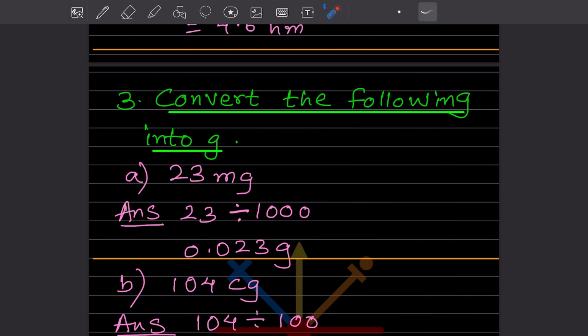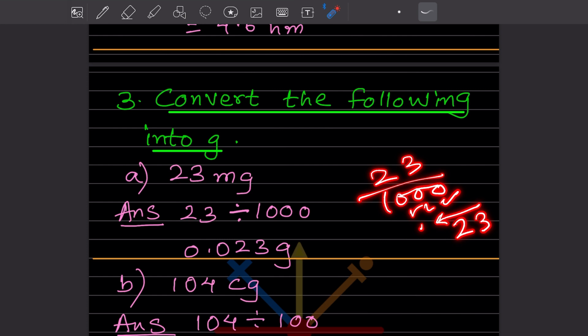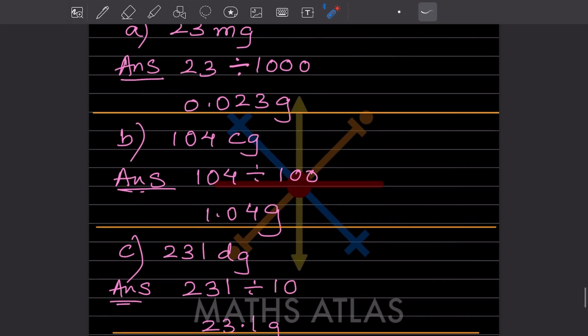So now what is that? 23 divided by 1000. So here what are you going to do? 1, 2, 3 zeros. So you will write 23 and you will go backwards 3. So that will be 0.023. Now here again you are going to divide by 100. How many zeros are here? 2 zeros. So you will write 104 and go backwards 2. So that will be 1.04.